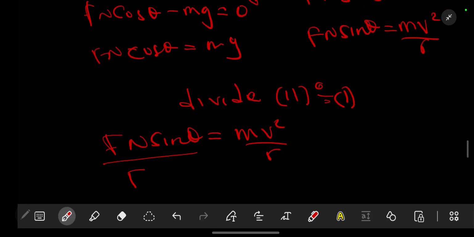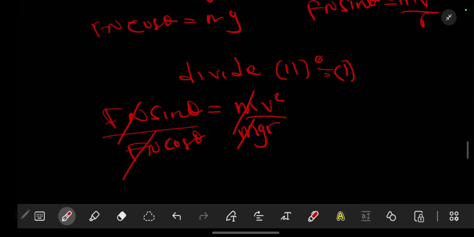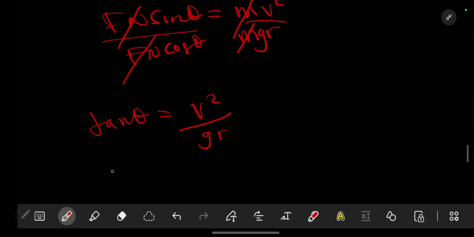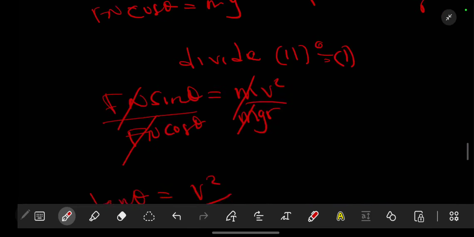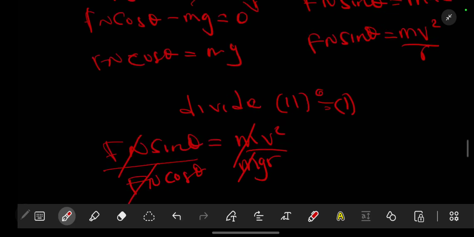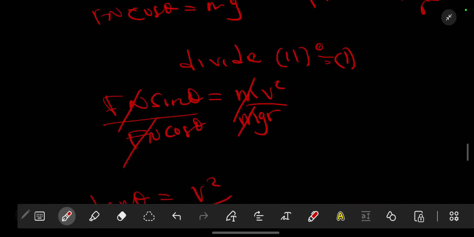Then this one will divide the Fn cosine of theta, and we have our mg like that. So this cancels. Sine over cos will give us tan of theta equal to v squared over gr, or rg. So our tan of theta should be equal to, what is our v? Our v is 13.4. So we say 13.4 squared over our rg, 9.8 times our radius, which is 50.